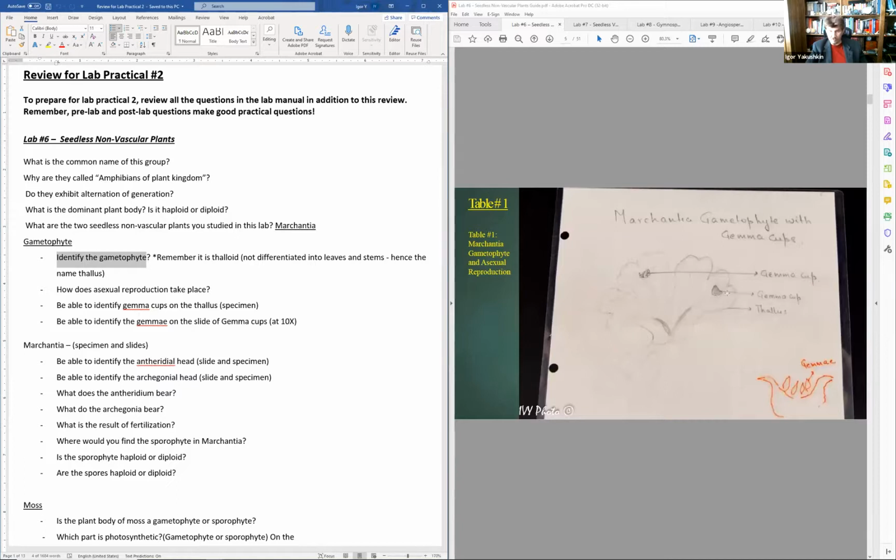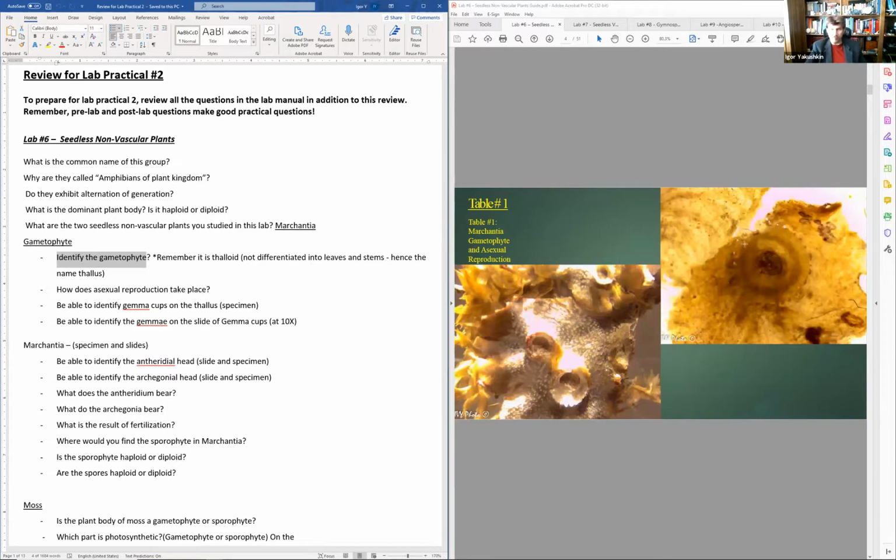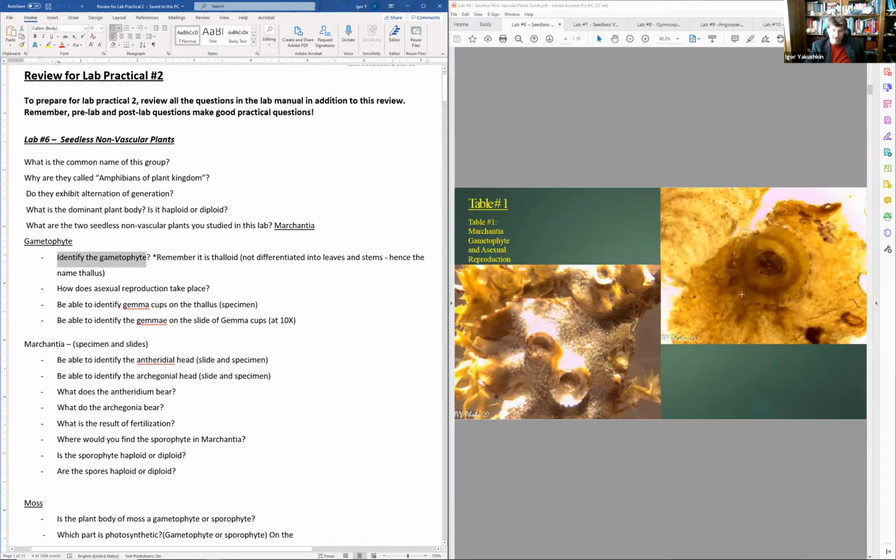The gametophyte will produce those particular gemma cups. Within the gemma cups, you have tiny little bits of the thallus, the body of the plant, and it spreads out, covering the area as much as possible. So it's asexual reproduction because the pieces are genetically identical to the plant body.